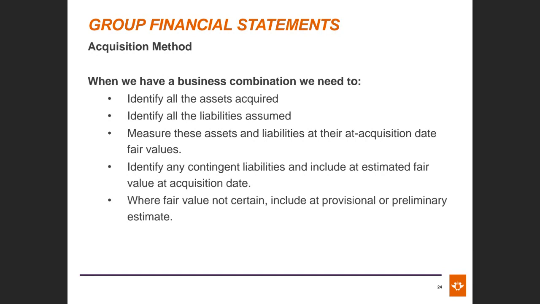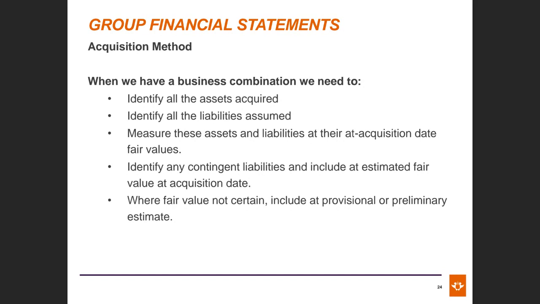We need to identify all the assets that are acquired, and we also need to identify all the liabilities that are assumed by the acquirer. These assets and liabilities need to be fair valued at the acquisition date. So all these assets and liabilities at the acquisition date, we need to determine their fair values that these assets need to be recorded at. Then we need to identify any contingent liabilities and include an estimated fair value at acquisition date.